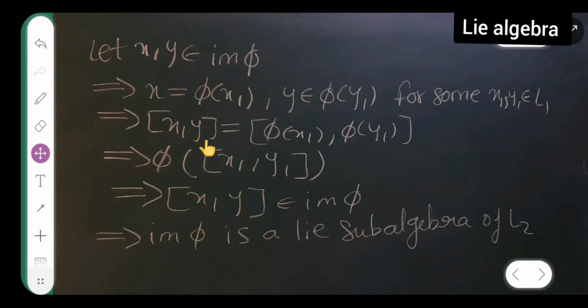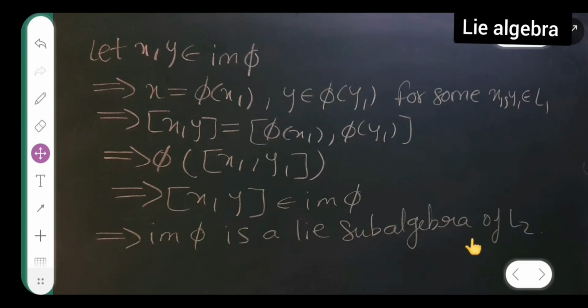Now this will imply nothing but the Lie bracket of x comma y is equal to, now what is my x? Phi of x1, write it here. Then comma, what is my y? Phi of y1. Now this is what? Nothing but from the homomorphism, phi of the Lie bracket of x1 comma y1. Now this implies nothing but that the Lie bracket of x comma y belongs to the image of phi, which implies nothing but that the image of phi is a Lie subalgebra of L2.